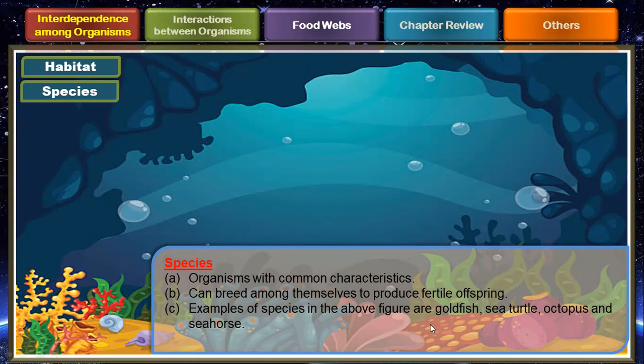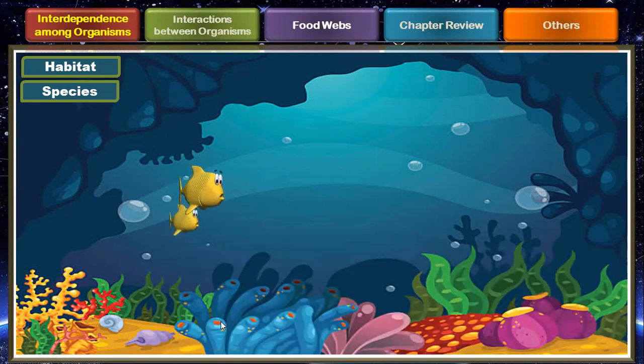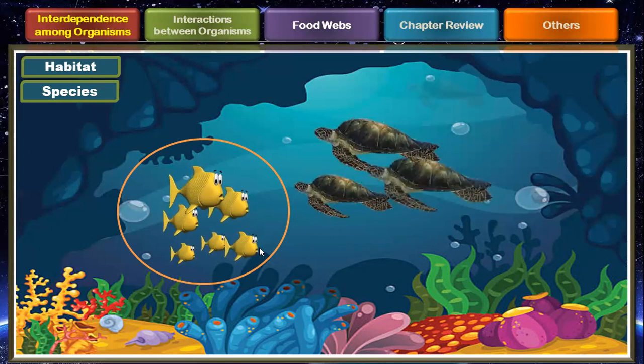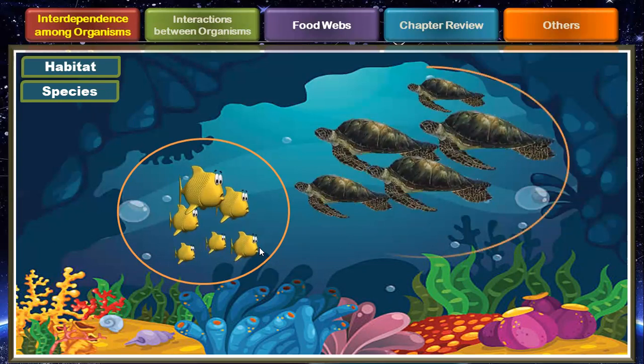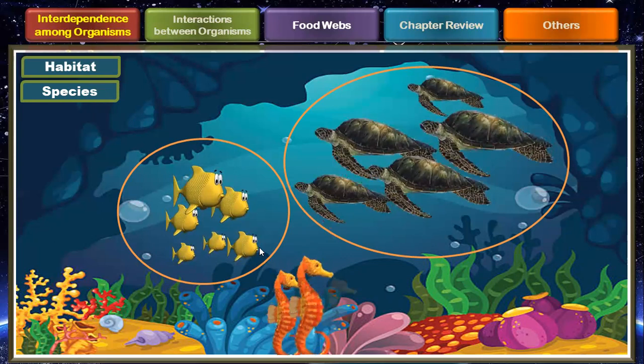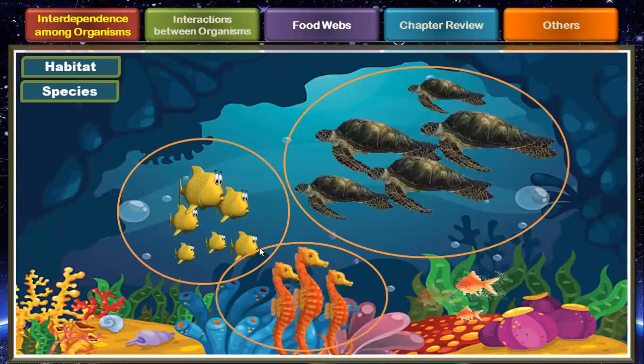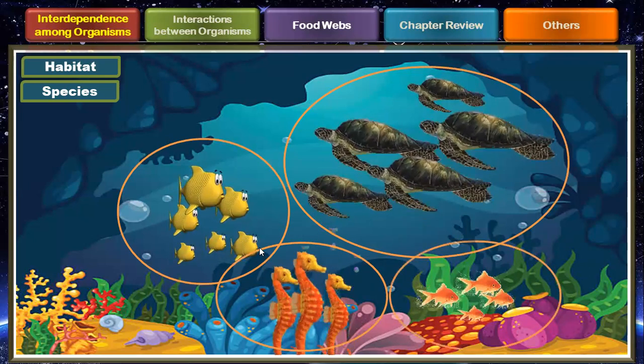Examples of species in the above figure, which I'm going to show to you later, are goldfish, sea turtle, octopus, and seahorse. Now try to look at this one. This is the father fish, the mother fish, and the baby fish, and some other relatives. As a whole, they belong to the same species of fish. They do have the same color, the same characteristics. Same thing with the sea turtles. We can group them as one species. Likewise, the seahorses belong to the same species. And also the goldfish, they are of one species.